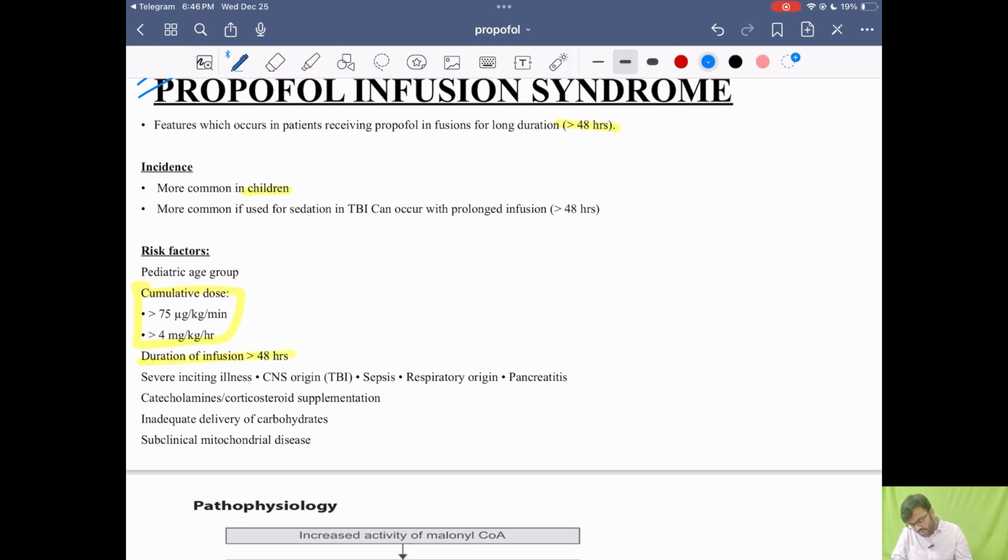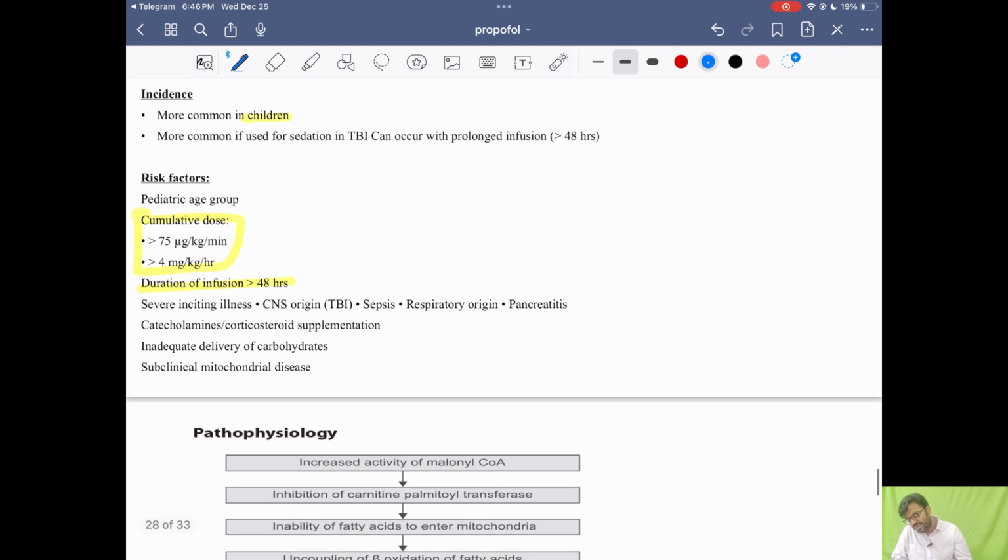What are the other risk factors? When the patient has some illness, such as CNS illness, sepsis, respiratory illness, or pancreatitis, these increase the risk. If the patient is receiving supplementation of catecholamines or corticosteroids, then it is a risk factor. If the patient is NPO, with inadequate carbohydrate consumption, that also is a risk factor. And some patients have mitochondrial myopathies or mitochondrial diseases; that is also a risk.